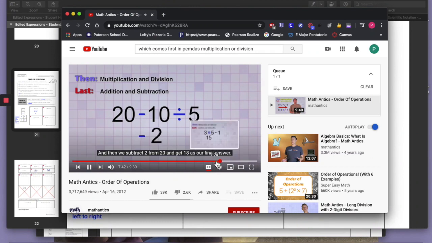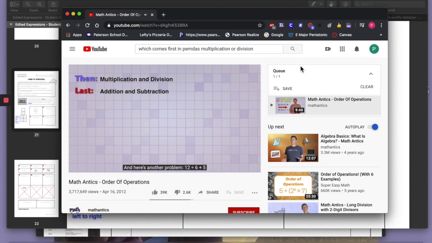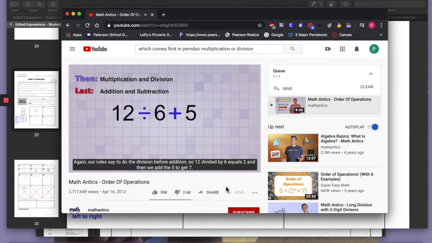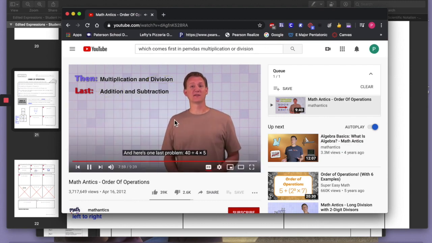And then we subtract 2 from 20 and get 18 as our final answer. And here's another problem. 12 divided by 6 plus 5. Again, our rules say to do the division before addition. So 12 divided by 6 equals 2, and then we add the 5 to get 7. And here's one last problem.